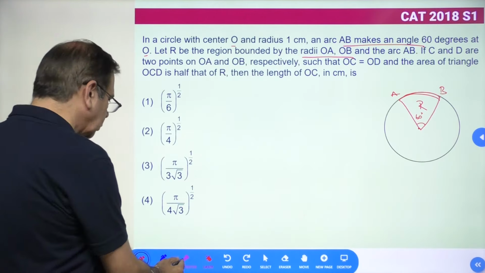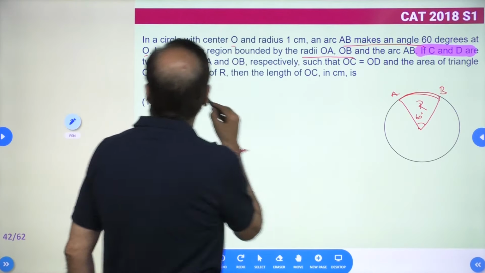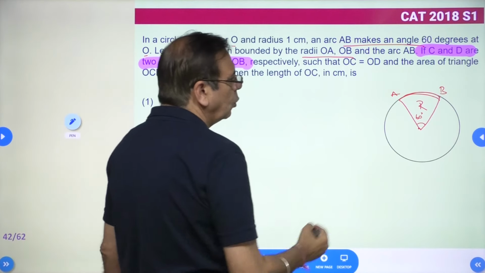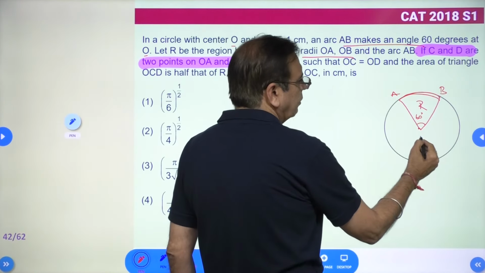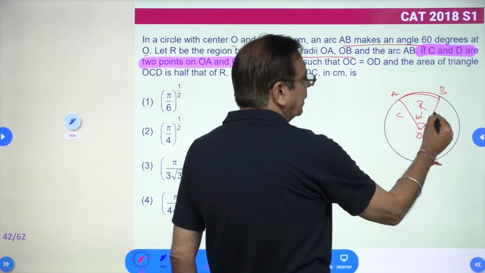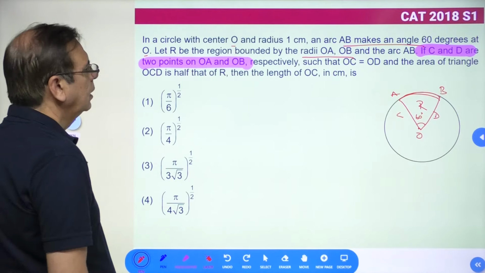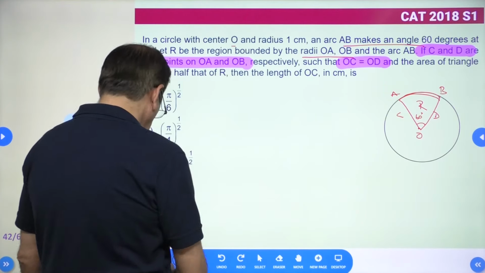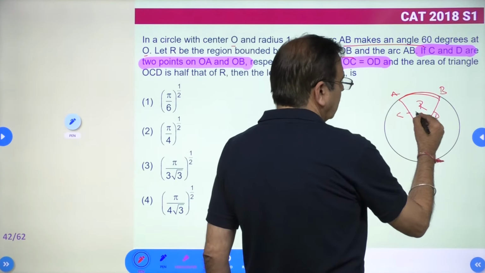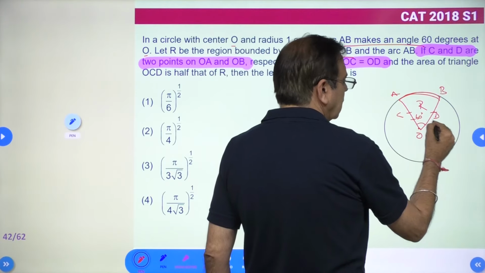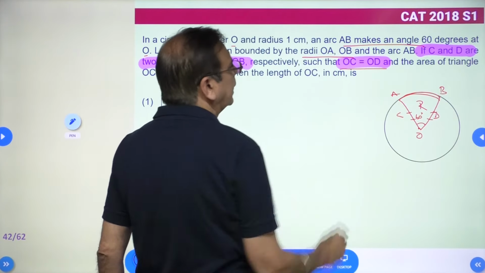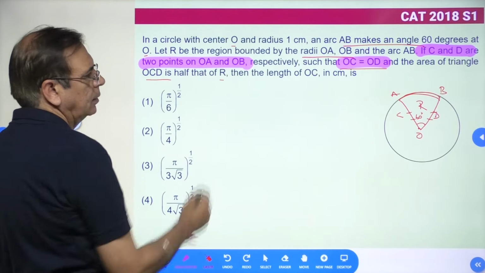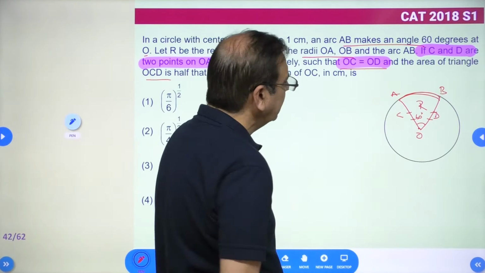If C and D are 2 points on OA and OB, so C and D are on OA and OB. If this is O, C is somewhere here and D somewhere here, respectively, such that OC is equal to OD. So if this is C, this is D, these two are equal. And the area of triangle OCD is half of R.